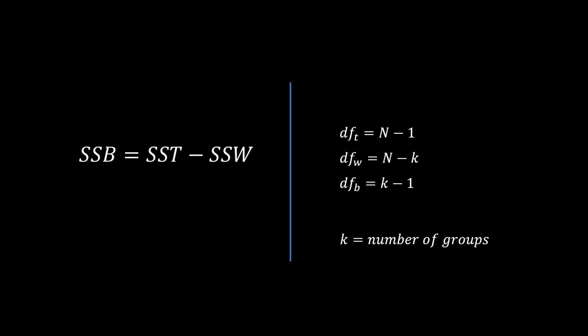The total sum of squares is calculated by subtracting the mean of all the scores in all the groups taken together from each individual score, squaring the differences, and then summing them all up. Again, you'll see how we do this in the next video. But before we wrap up, there's just one more thing I'd like to cover.